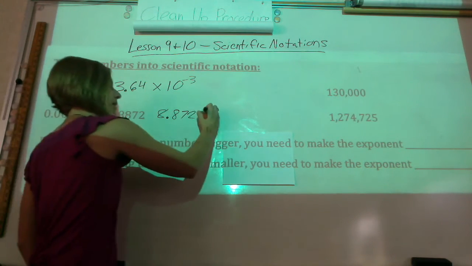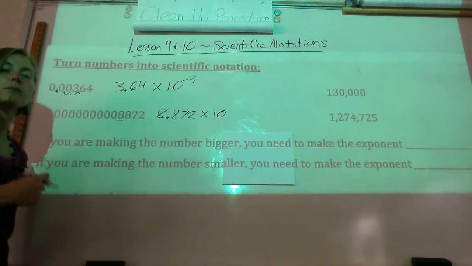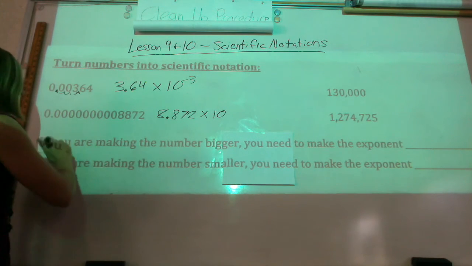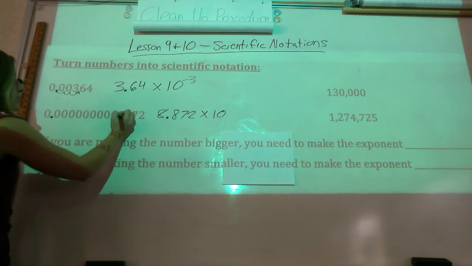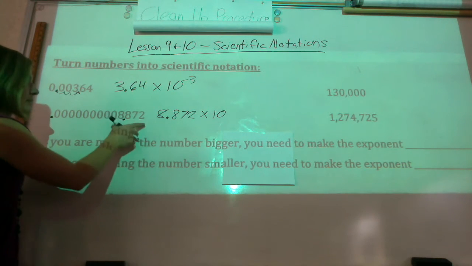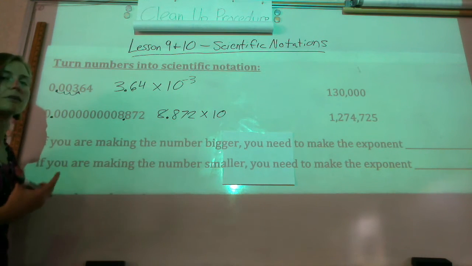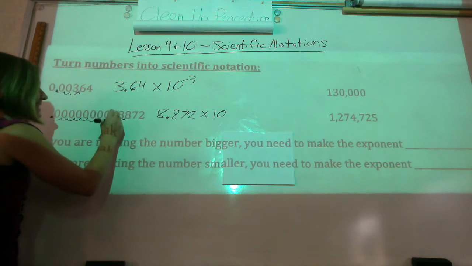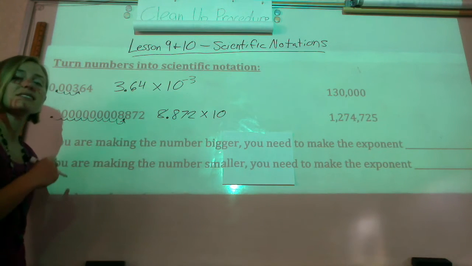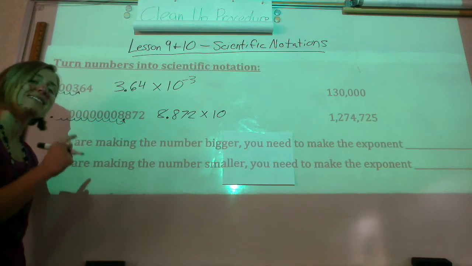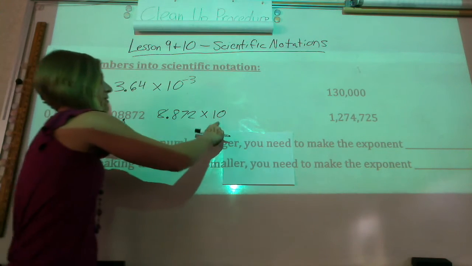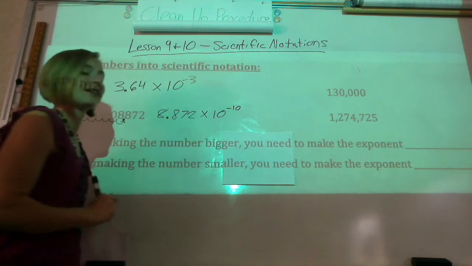Then we need it times 10 to some power, and then we can find out what power that is. I need to move this decimal to be here, so it represents exactly what's here. So let's see how many times we move it. 8, 9, 10. I made this number bigger by 10 decimal places, so I need to make this smaller by 10. So I'm going to put in -10.